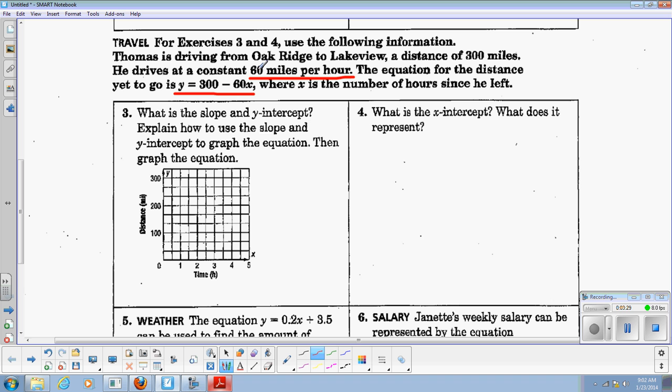60 here is your 60 miles per hour, where x is the number of hours since he left. Number 3, what is the slope and y-intercept? That's right here in your equation. You need to take that right out of the equation there.